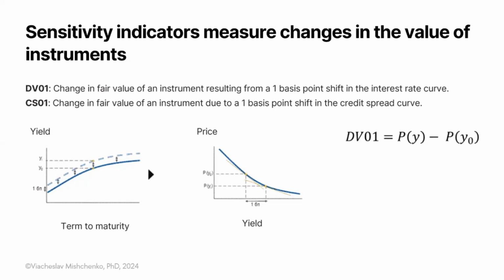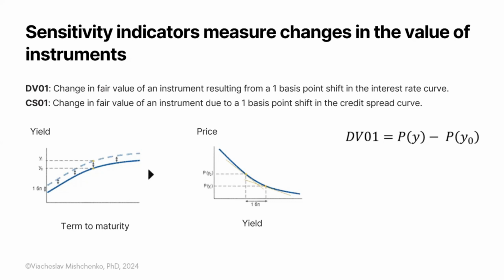a DV01 usually measures the dollar value change for 1 basis point shift in interest rates. So the dollar value change of the instrument in our portfolio, if the yield curve shifts, for example, just for 1 basis point. There are 100 basis points in 1%.